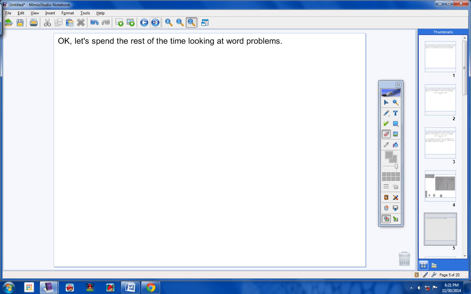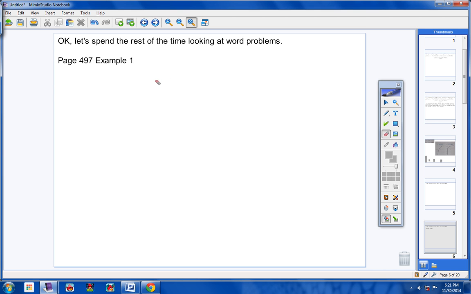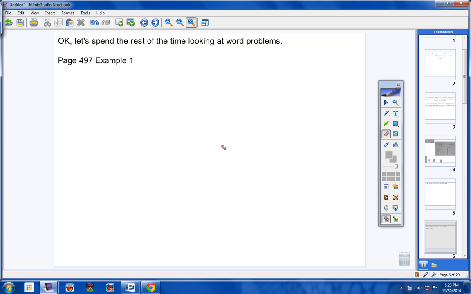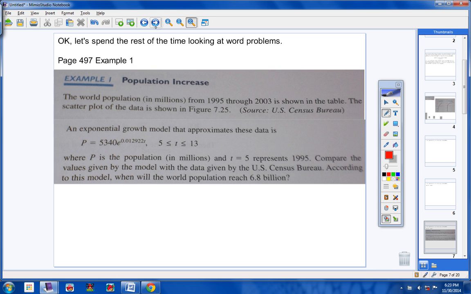Okay, page 497, example number 1. So go ahead and turn your books to page 497, example number 1. Students, let's go ahead and get started with this. Now, there's no need for you to copy the problem down. It's right there in your book. If I were you, I would just write in your notes, page 497, example 1. Now here's what it says.